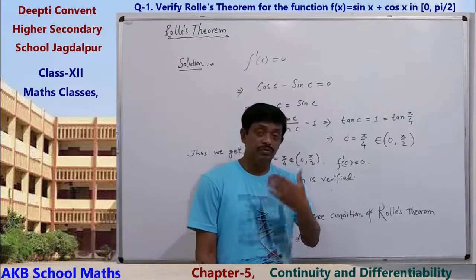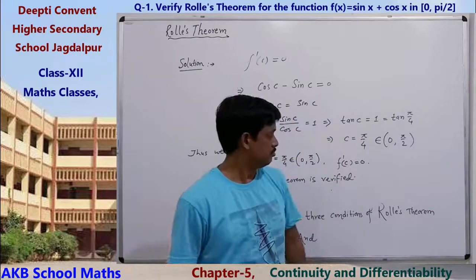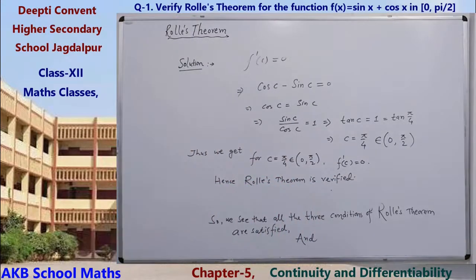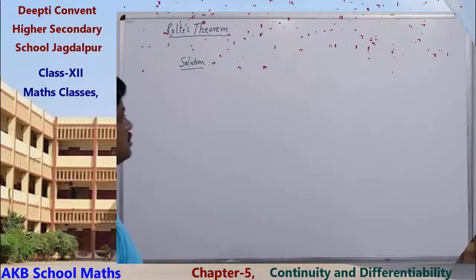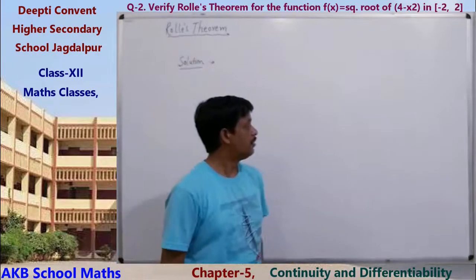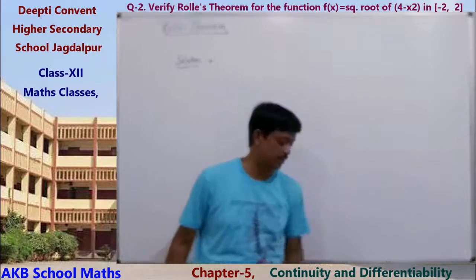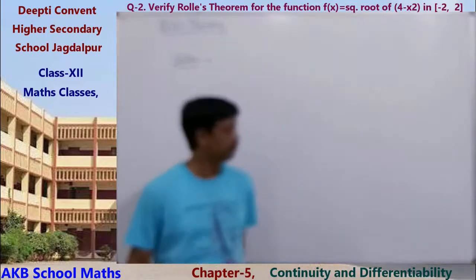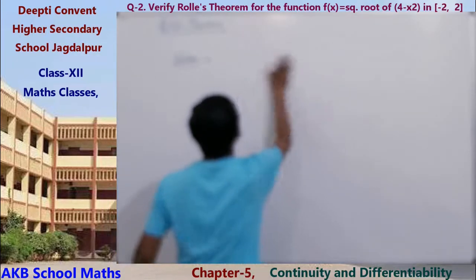Okay, so we have to verify Rolle's theorem for a given function in the interval. Try to solve this type of questions. In a similar case, take another question. Verify Rolle's theorem for the function f x equal to root of 4 minus x square in the interval minus 2 to 2.